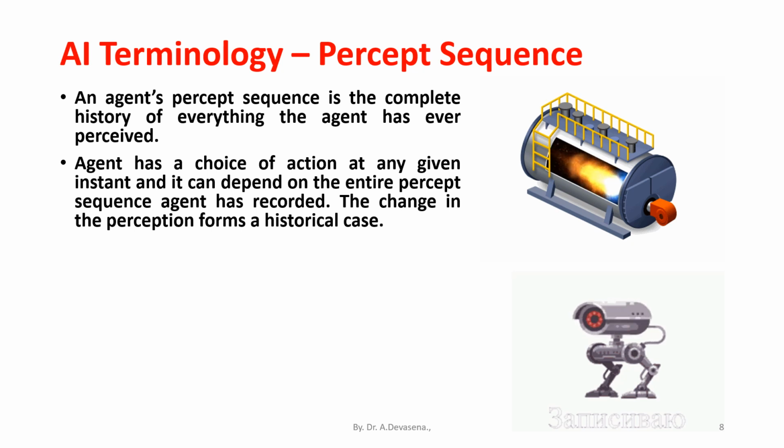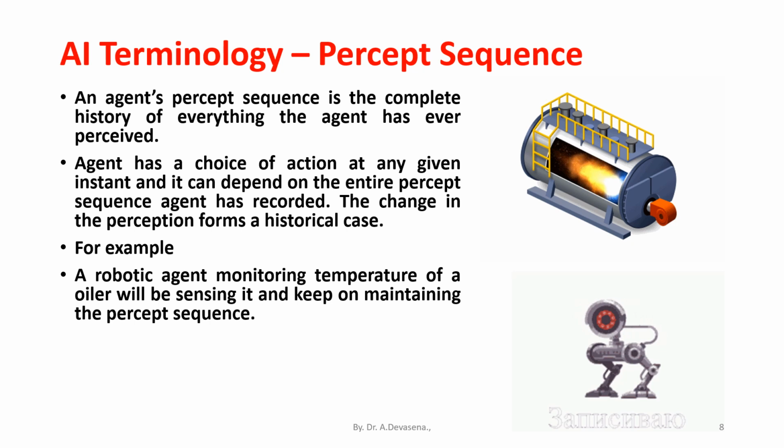For example, a robotic agent monitoring temperature of a boiler will be sensing it and keeping on maintaining the percept sequence. This percept sequence will help the robotic agent to know how temperature fluctuates, and action will be taken depending on the percept sequence for controlling the temperature of the boiler.